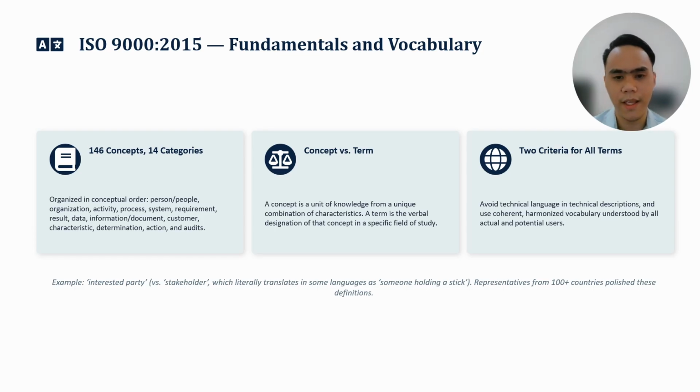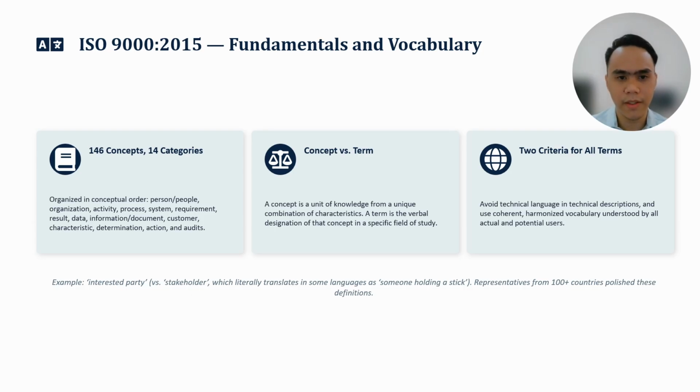So here's why it matters so much, because the standards are translated into many different languages, and it's critical that all users have the same understanding of what terms actually mean. So this goal has been accomplished by having representatives from more than 100 countries involved in polishing the definitions. So this topic gives a generally memorable example of why this language-specific polishing matters.